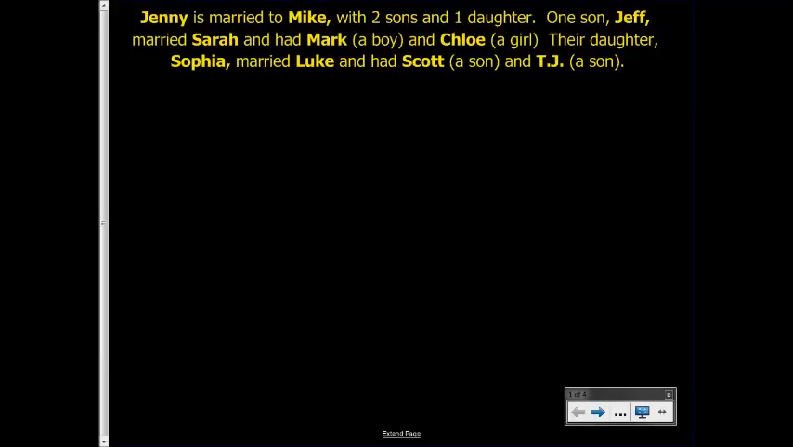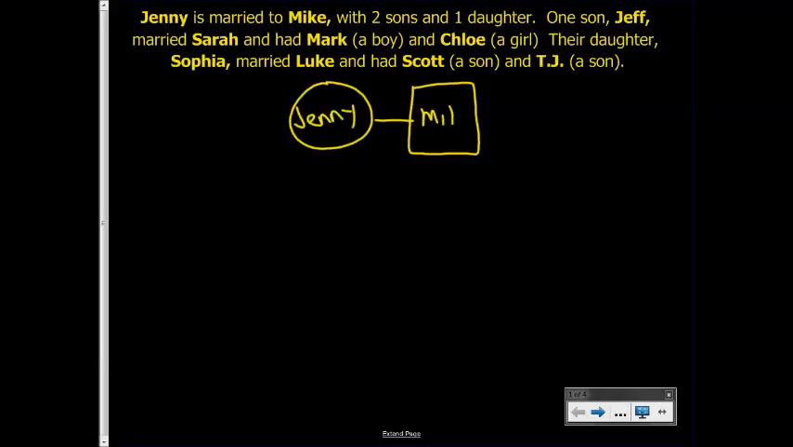In this example, you can see we have a mother and father, Jenny and Mike, who have had 2 sons and 1 daughter. To draw this pedigree, we're going to start by putting a symbol for Jenny, which will be a circle, and for Mike, a square. Males are square, females are circles. Because they're married and had offspring, we connect them with a horizontal line down the middle. Jenny is my circle, and Mike is my square.